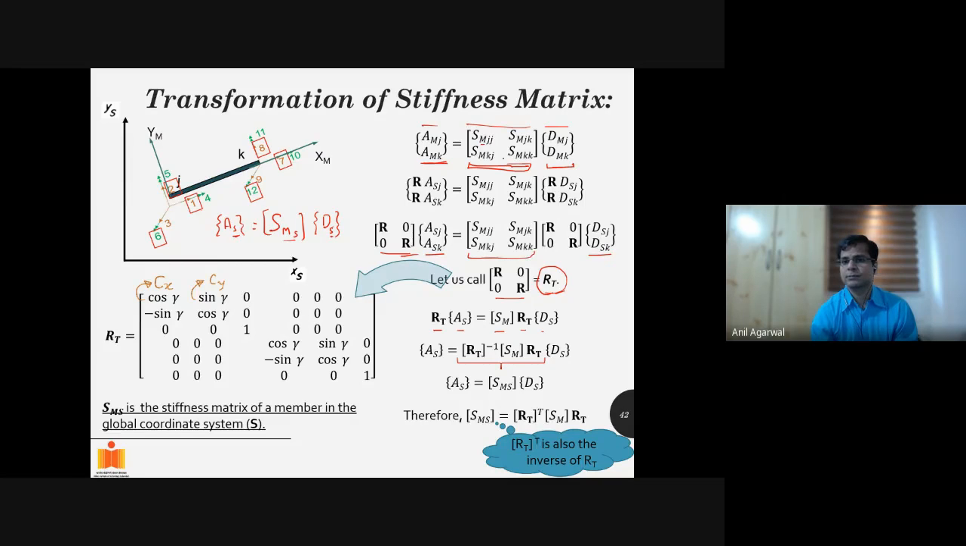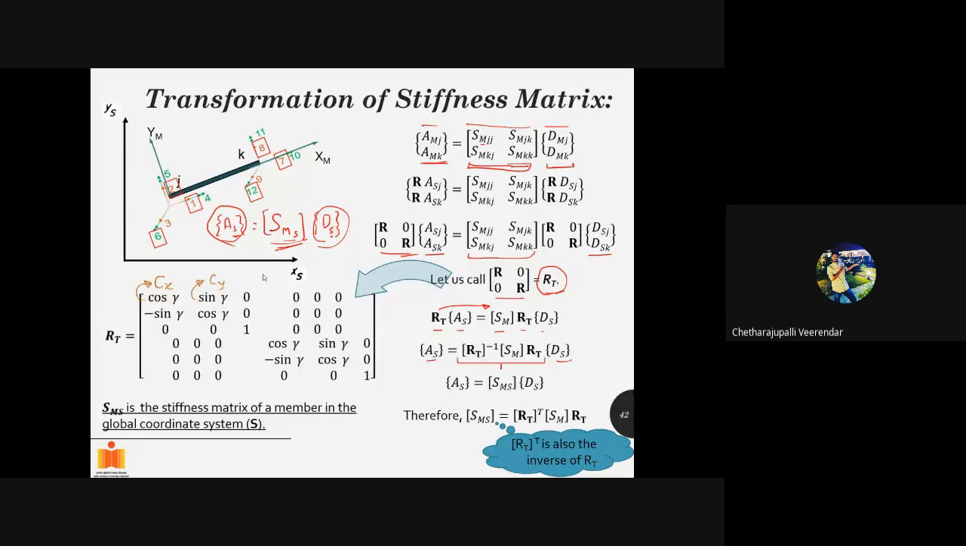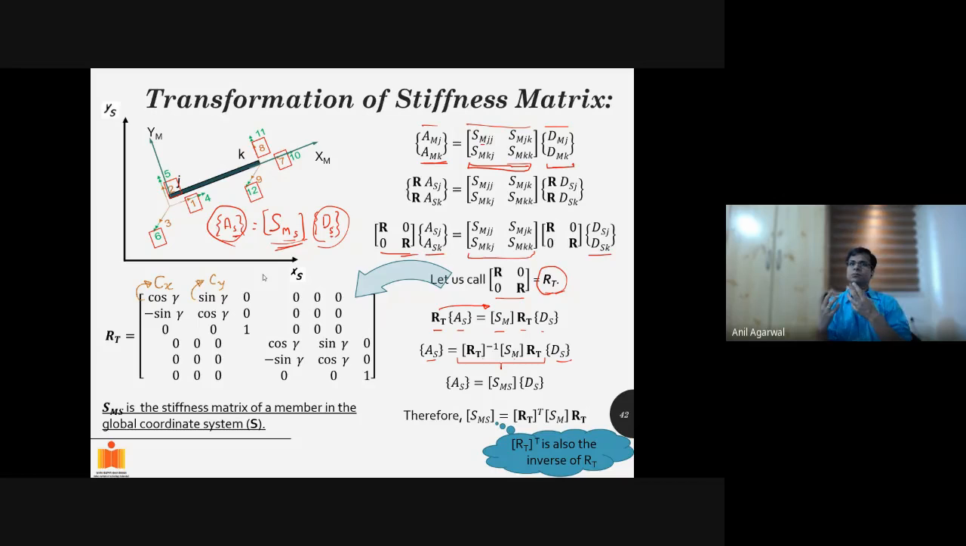This is basically SM. Now, if I take this RT to the other side, it will become RT transpose SM RT DS, right? I'll take this RT to this side. So AS will become equal to something multiplied by DS, right? AS is equal to something multiplied by DS. Then what is that something? Whatever that thing is, that is basically my matrix that is relating AS with DS. What do we call this matrix that relates AS with DS?